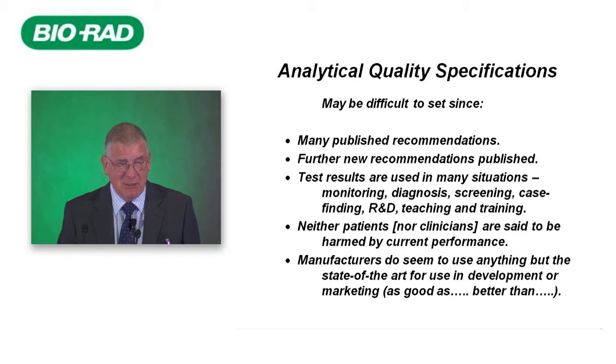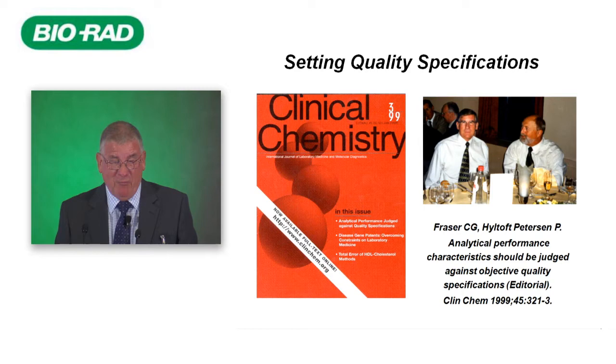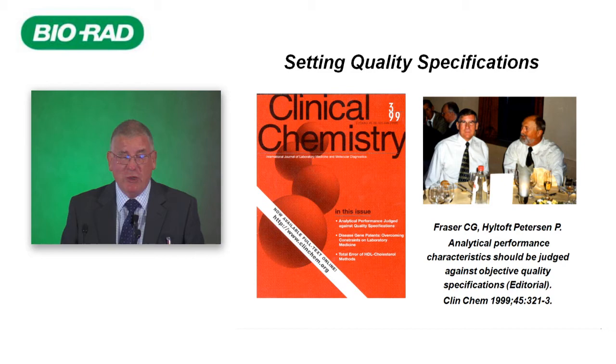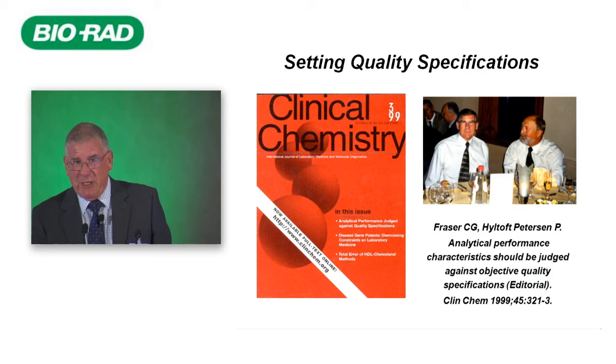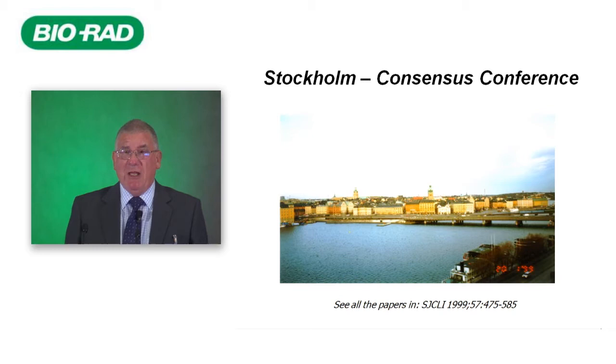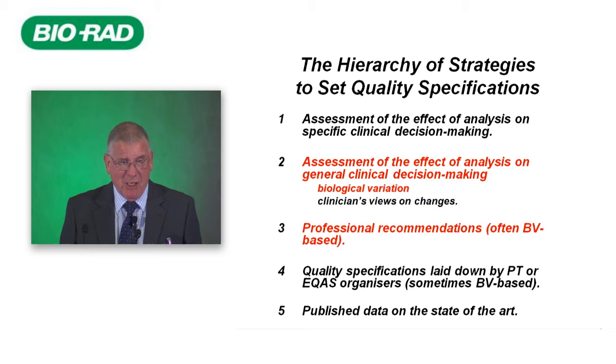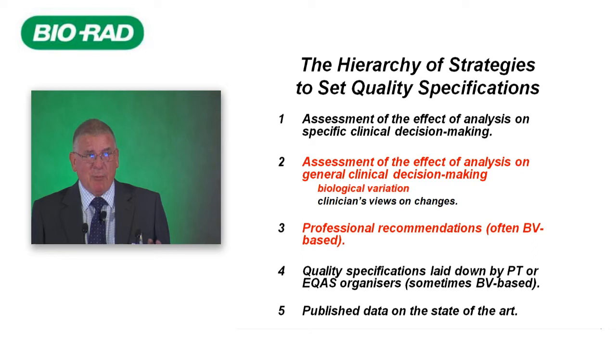Because of these difficulties, some years ago now, my friend Per Peterson, who unfortunately can't be with us today because he's undergoing fairly major surgery this Friday, he and I sat down and tried to put some order into the chaos, which resulted in the publication of an editorial in Clinical Chemistry, which suggested the idea of putting strategies to set quality specifications into a hierarchy. And as you will all know, in Stockholm, there was a consensus conference the year after, sponsored by IFCC, IUPAC, and the World Health Organization, which looked at the concepts and set the Stockholm hierarchy into place, where strategies to set analytical quality specifications were placed in order of goodness.